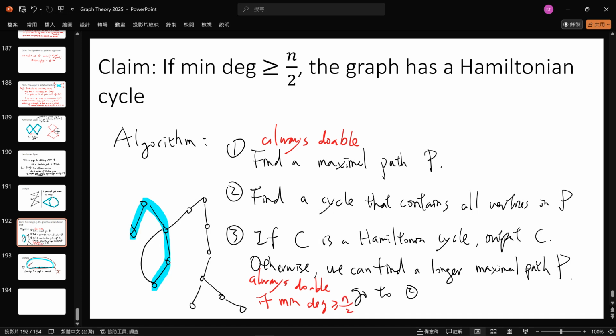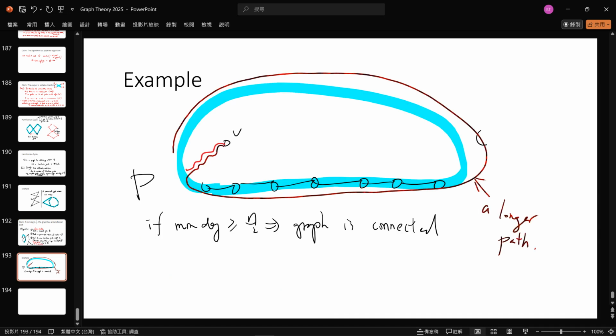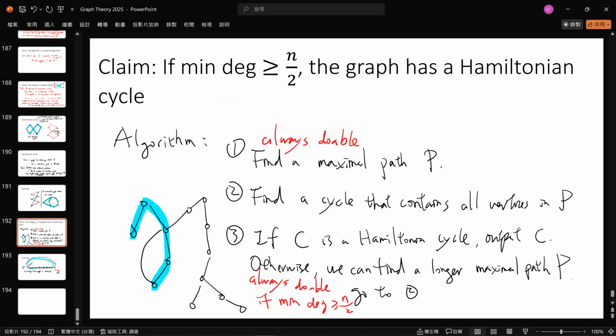Okay, because if the minimum degree is at least n/2, then the graph is connected, so we can find a path that is outside the cycle and use this path along with the cycle to create a longer path. Okay. And because our assumption is that the minimum degree is at least n/2, the third step is also doable. Okay.